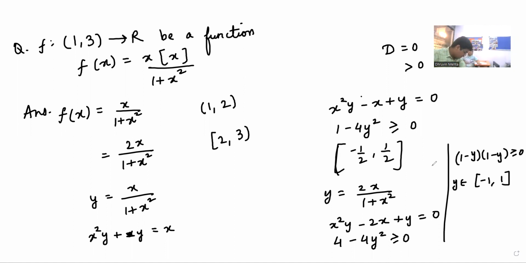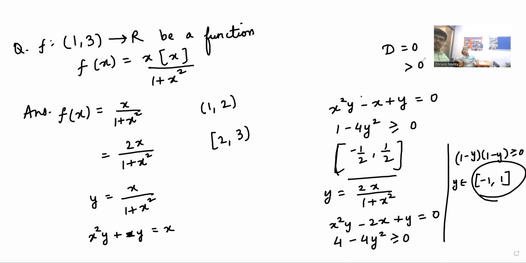Okay, ठीक है, we'll take the next one. Combine the answers. Minus half to half is a part of this, so we'll have to take a common region which satisfies both of these.